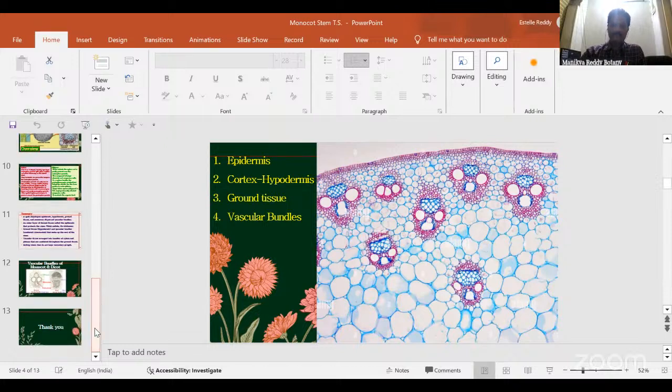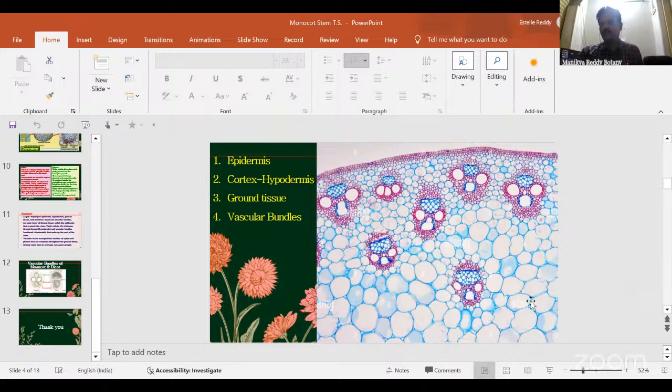Okay, with this, let me conclude. Tomorrow, we'll discuss the internal structure of leaf, that is anatomy of leaf. Okay, thank you.